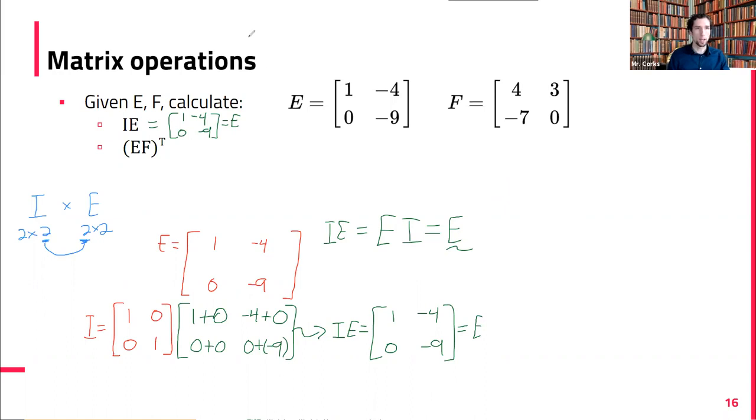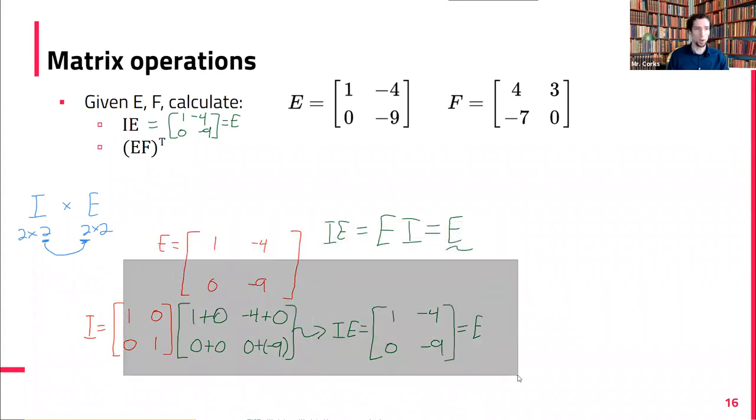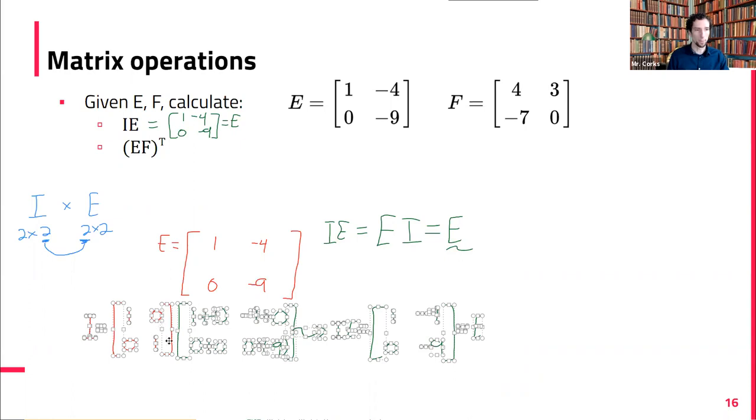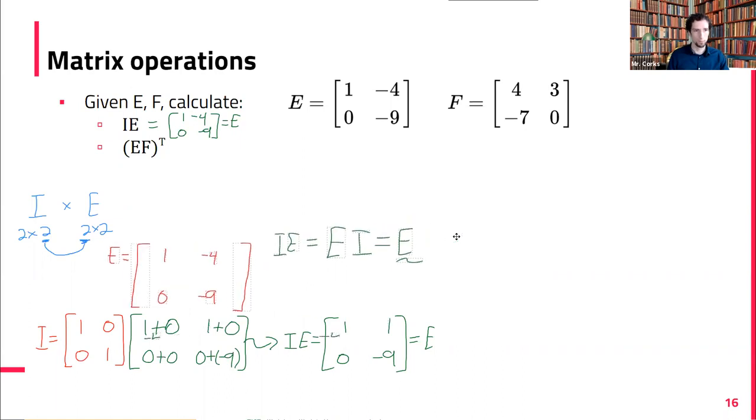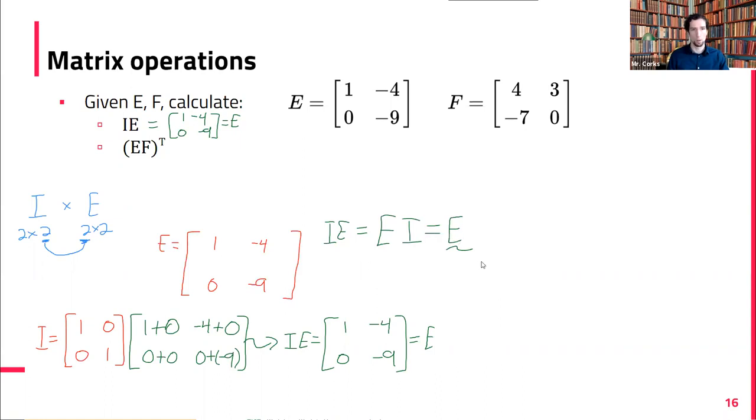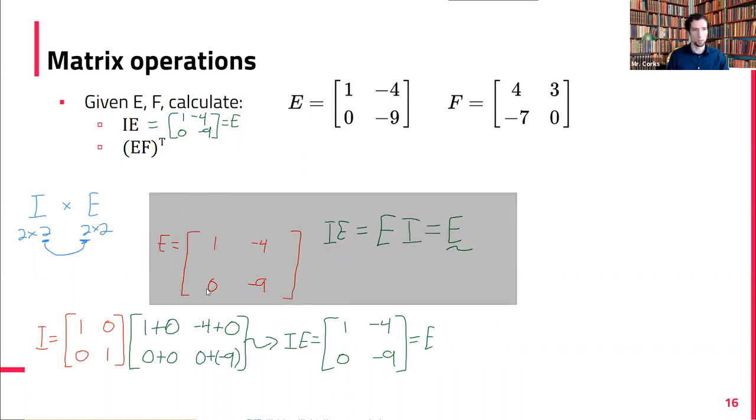So you might now be thinking, well, what was the point of that? If the result is just the same thing that we started with, why did we bother doing that? So I'm just going to move this stuff over to make some space.